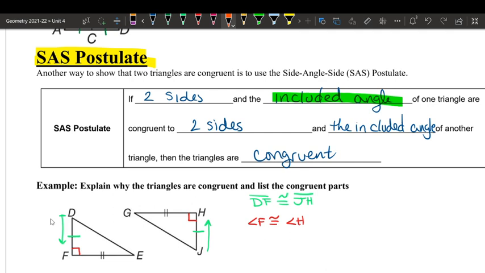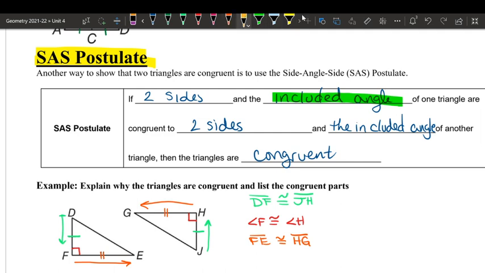And then I have this other one marked with 2 lines. This one's marked with 2 lines. So from F to E would be the same as from H to G. So FE is congruent to HG. So that's the parts that I have listed as being congruent.